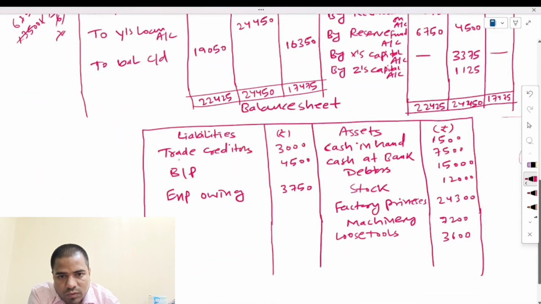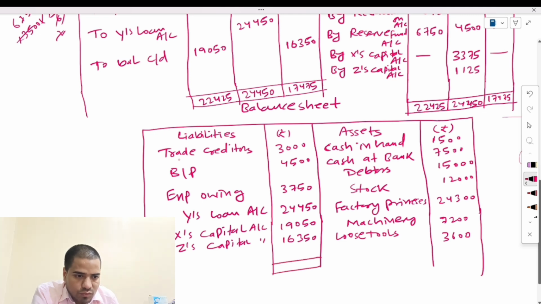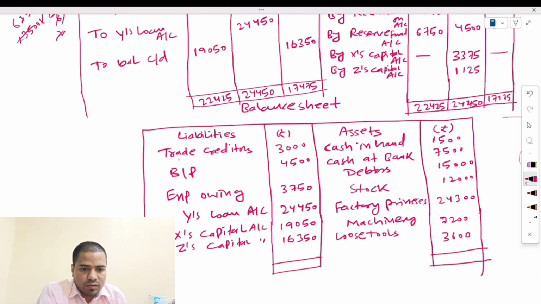We have to write the actual capital. First of all, Y's loan account, how much? 24,450, and X capital account and Z capital account. How much was X capital? 19,050, and Z capital 16,350. Now we have to balance this one. The total value would be here 71,100.